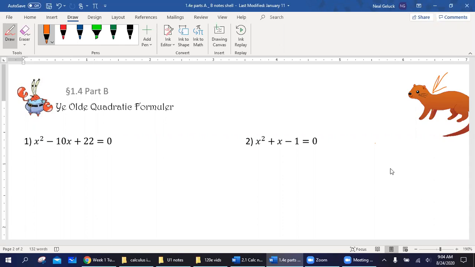So you do need to know the quadratic formula. Hopefully you were told to memorize it at some point. If you weren't, now you have to. But again, we're going to go to the tune of Pop Goes the Weasel. I'm going to go real slow here.